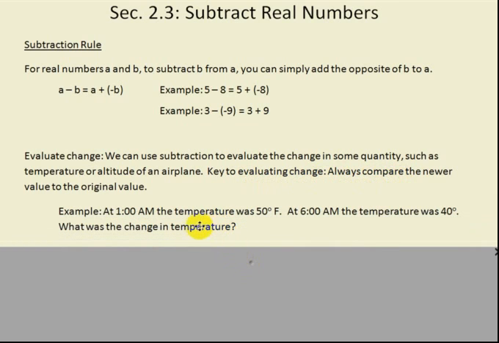So an example here, at 1 a.m. the temperature was 50 degrees Fahrenheit. Then that same day at 6 a.m. the temperature was 40 degrees, again Fahrenheit. What was the change in temperature?